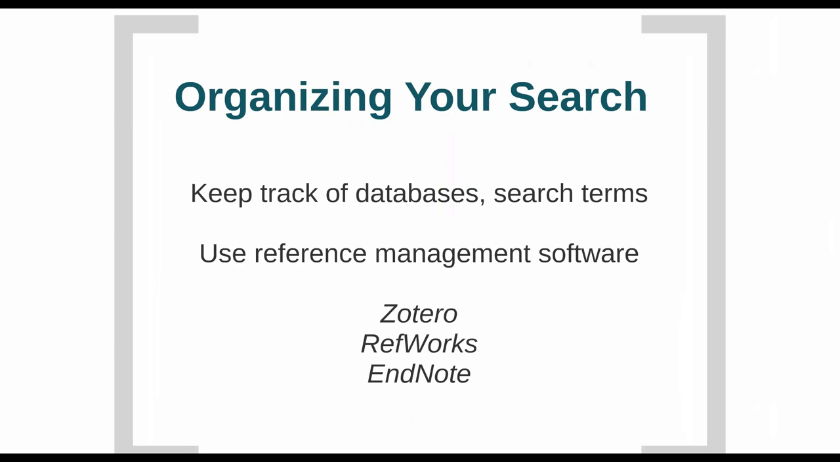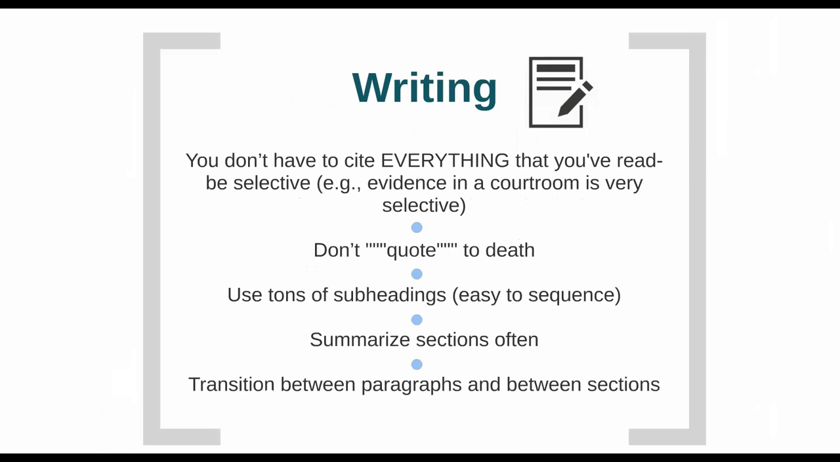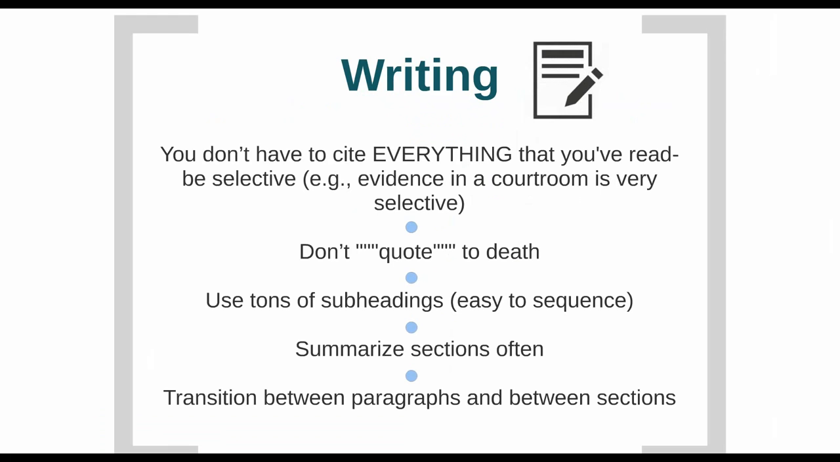Organizing your searches, there's several different management software that you can use. Okay, there's three of them. Writing, you don't have to cite everything that you've read. Don't quote to death. When you do a plagiarism check, it came back 98%. Well, 98% of your stuff has been quoted, and of course it's going to come up that it's been quoted before. That's one reason not to quote to death, but also it's easy enough to rephrase in your own words.